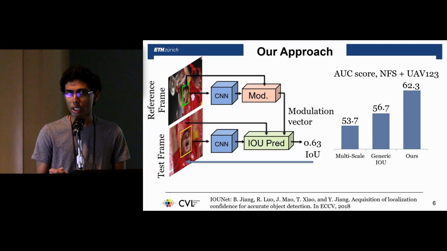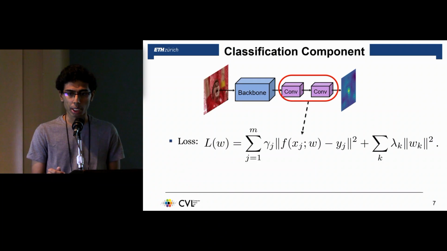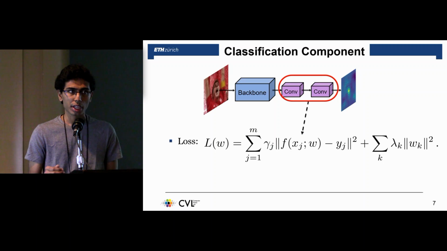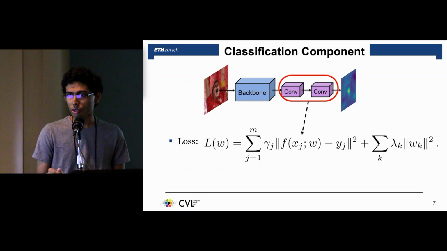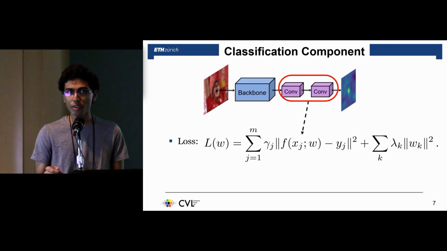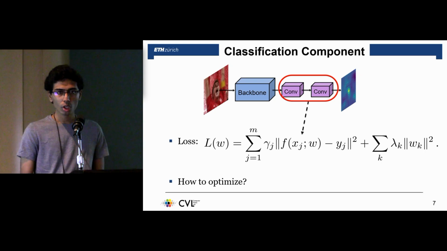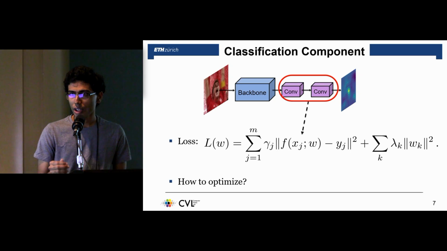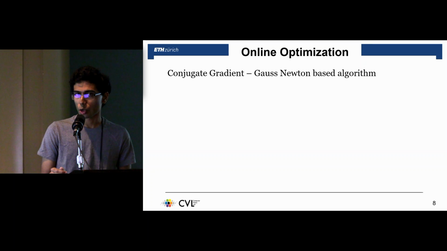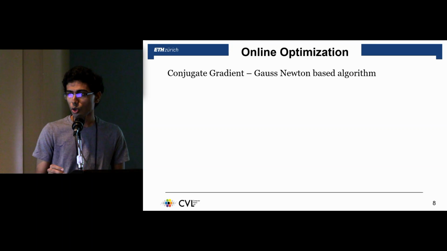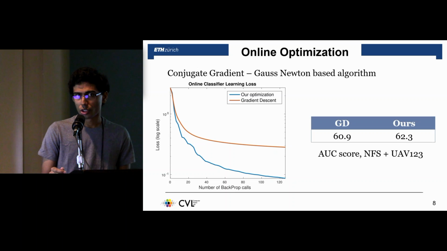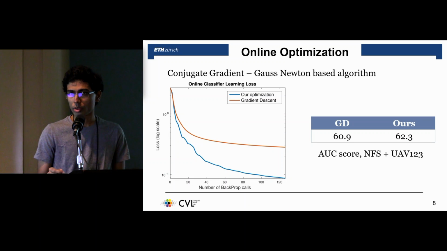Although the IoU-Net can provide accurate boxes given an initial estimate, it is not trained for the task of robust target-background discrimination. Thus, for this task, we employ a two-layer network head, which is trained from scratch in the first frame using the least squares loss. Now, since the classifier is trained online from scratch, the key challenge here is how to train it fast so as to get high tracking speed. For this task, we employ the conjugate gradient algorithm with Gauss-Newton approximation. Our approach provides superior convergence as well as better tracking performance compared to the standard gradient descent method.